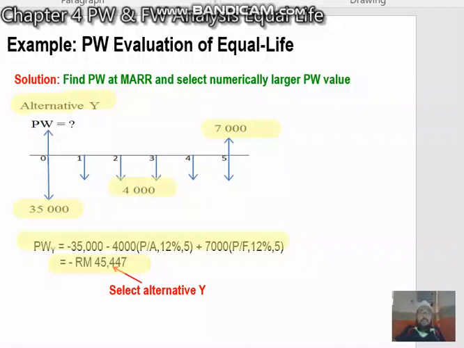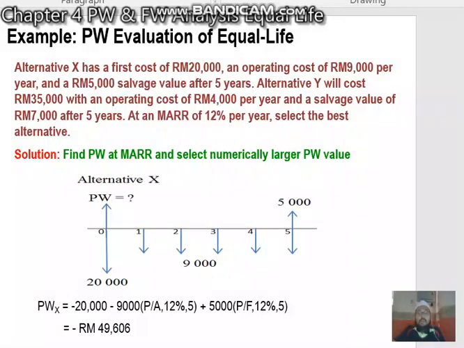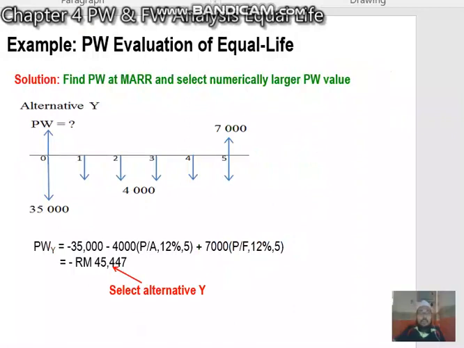So we compare the values of X and Y. For X, we have negative 49,606, and for alternative Y, the value is negative 45,447. So it shows that the PW of Y has a lower cost compared to alternative X. That's why we select alternative Y.